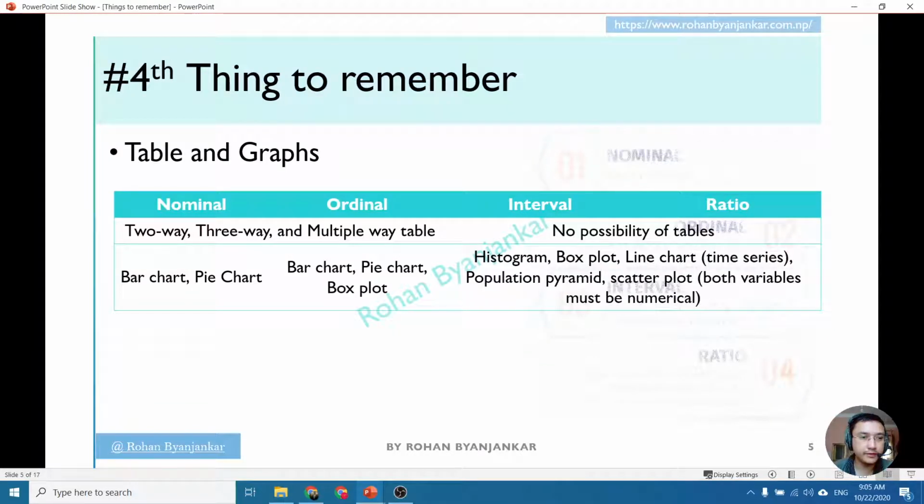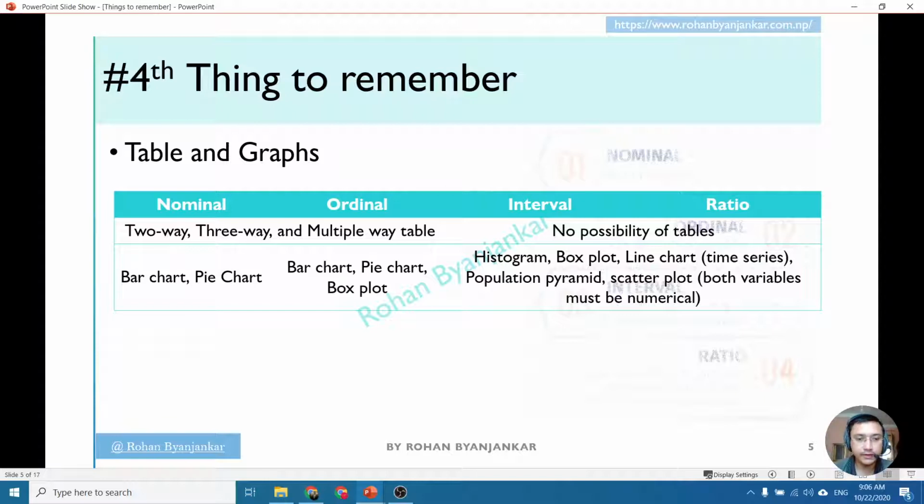And the fourth thing to remember is tables and graphs. In nominal scale and ordinal scale we can create tables: two-way table, three-way table and multiple-way tables. And for the nominal scale, in case of graphs we can create bar chart and pie chart. For ordinal we can create bar chart, pie chart and box plot. For interval there is no possibility of tables. For ratio there is no possibility of tables because there will be a lot of data points, so the table will be extremely long and meaningless.